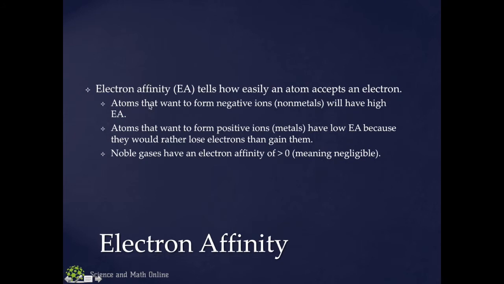You have an affinity for something. How much do they have an affinity for electrons? Atoms that want to form positive ions, they have low affinity because they don't want the electrons. They'd rather lose them. They don't want to gain them. And then noble gases are said to have an affinity just barely above 0, meaning they don't really care.